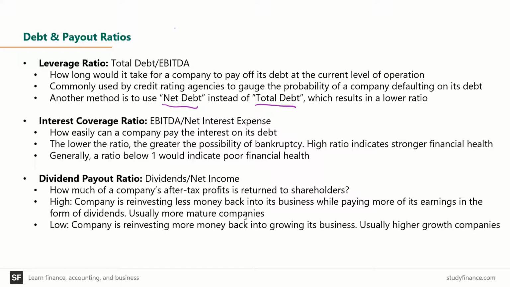Conversely, a low dividend payout ratio means that a company is reinvesting more back into the business for growth. This is usually the case for companies in the growth phase.